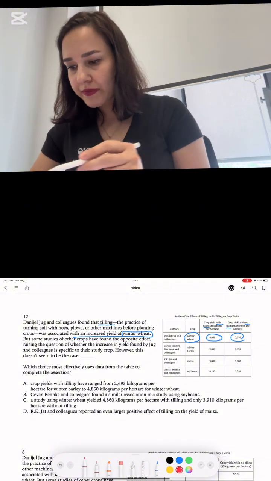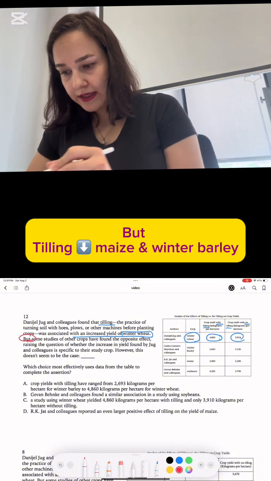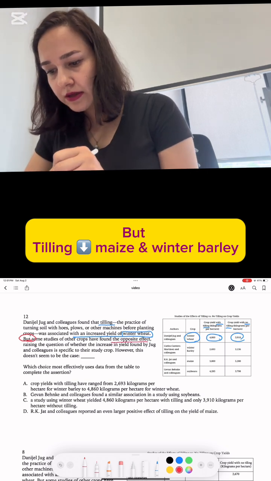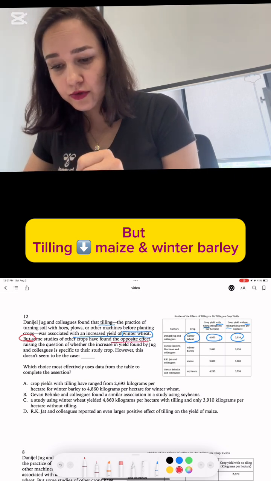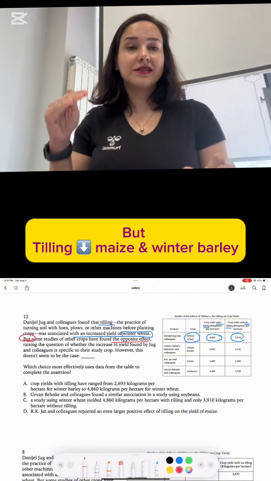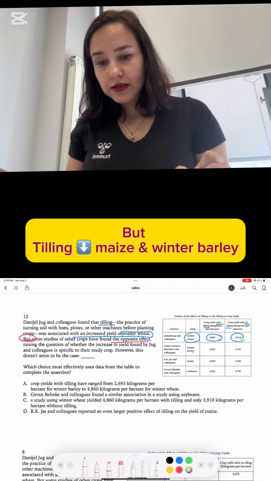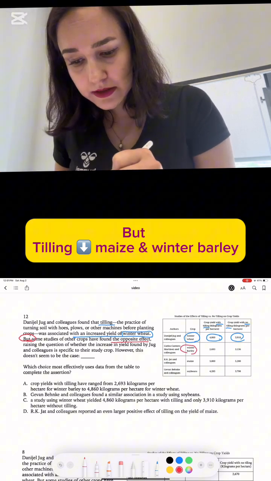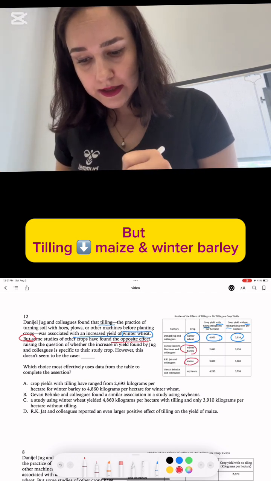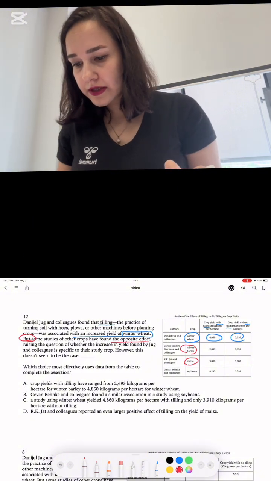Yes, that's right. But this is the important part you need to pay attention to: but some studies of other crops have found the opposite effect. Opposite effect means tilling decreased the crop amount instead of increasing. For example, with winter barley, for example, maize. These two crops had the opposite effect.